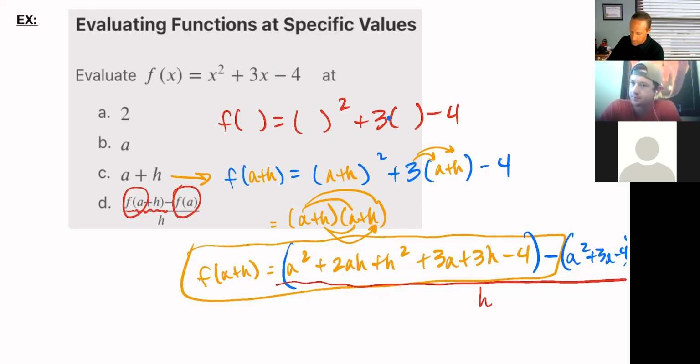So if you check that out, the a squared would cancel with this a squared when I subtract it. The 3a would subtract with this 3a. And the -4, when I distribute that negative here and made it a +4, would also cancel out. And notice the only things that I'm left with are what?